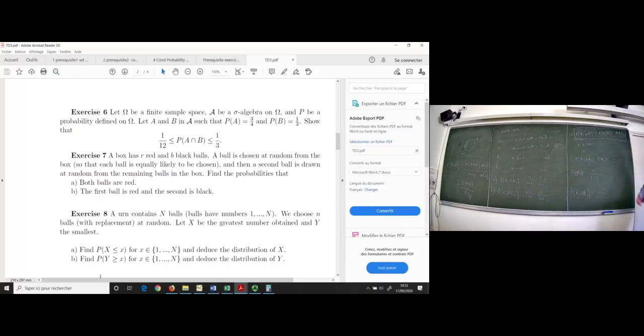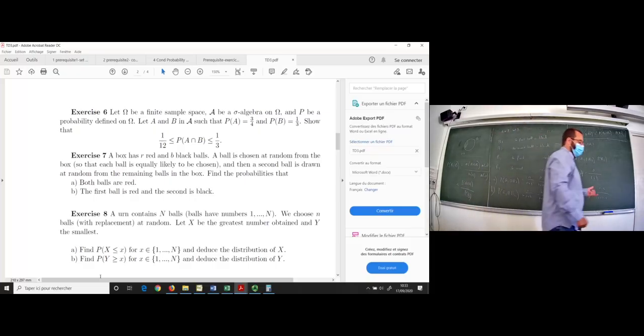And with this little exercise, I hope to make you understand that intuitively, computing a conditional probability is changing my universe. I modify my box, so I modify my universe for the second drawing.